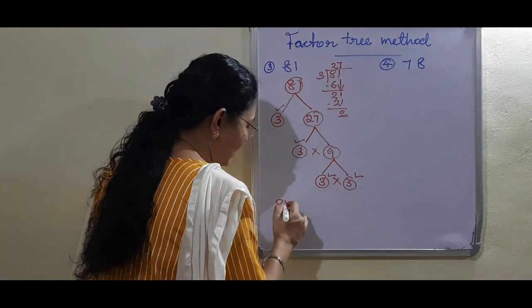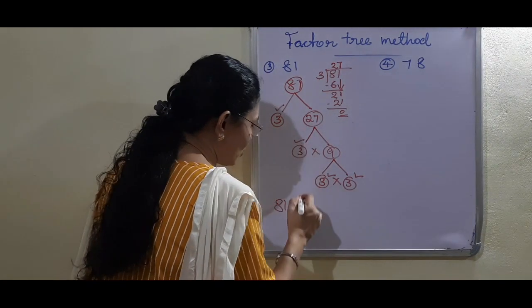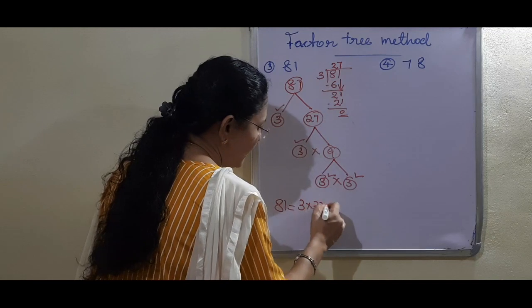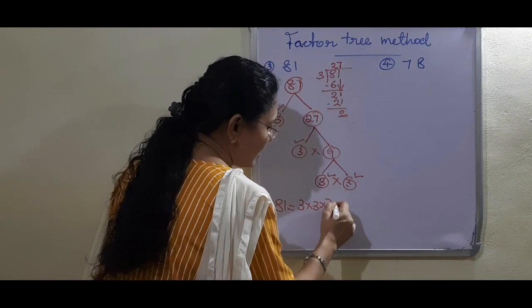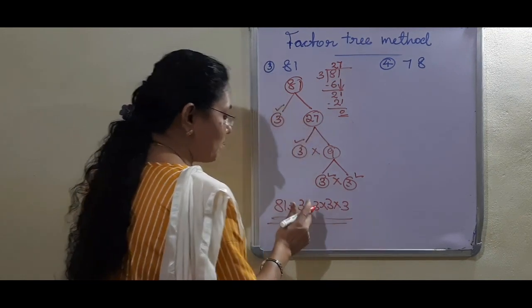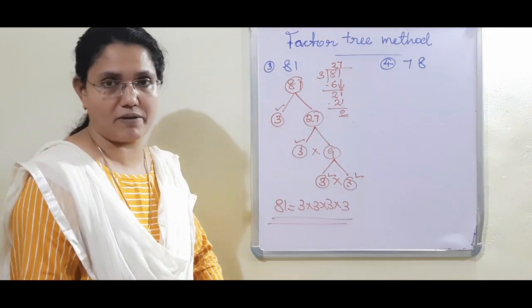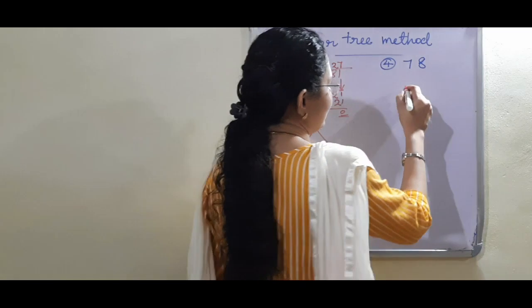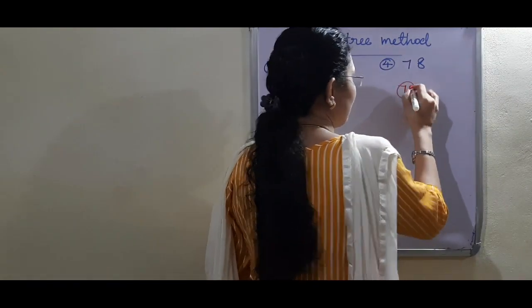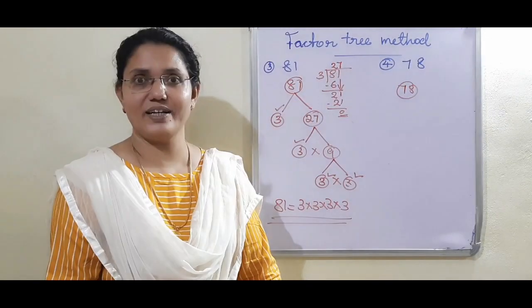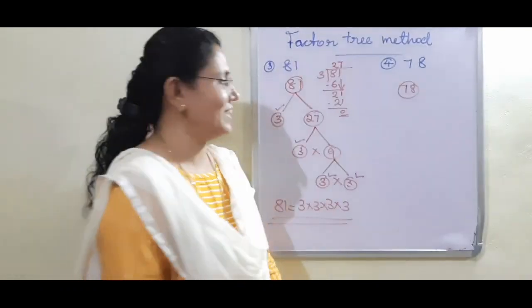Now 81 is equal to 3 into 3 into 3 into 3. Okay, this step is compulsory. All of you must follow this. Okay, then only the answer is completed. Next, 78. 78 is an even number, so that 2 is a factor.